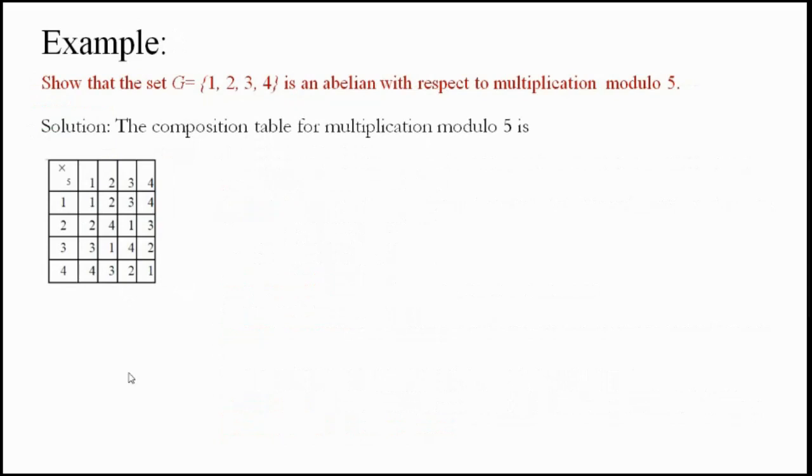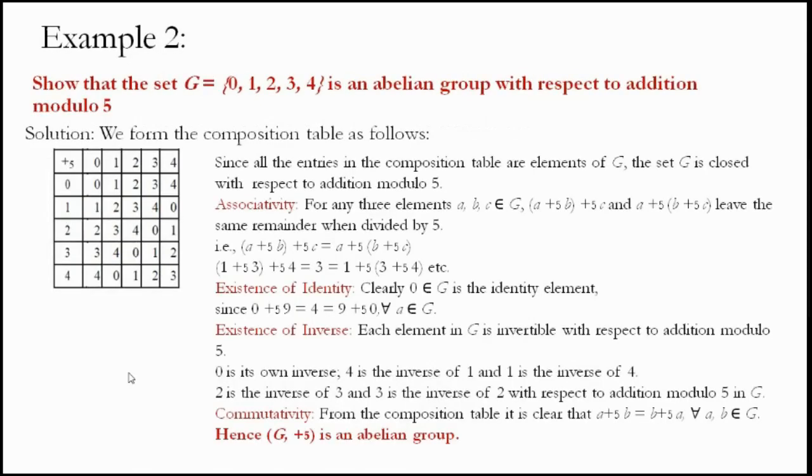Show that the set G equal to {1, 2, 3, 4} is an abelian group with respect to multiplication modulo 5. Previously it was addition modulo and now it is multiplication modulo. So you form the same composition table and go for checking of the properties: associativity, existence of identity, inverse, and commutativity.